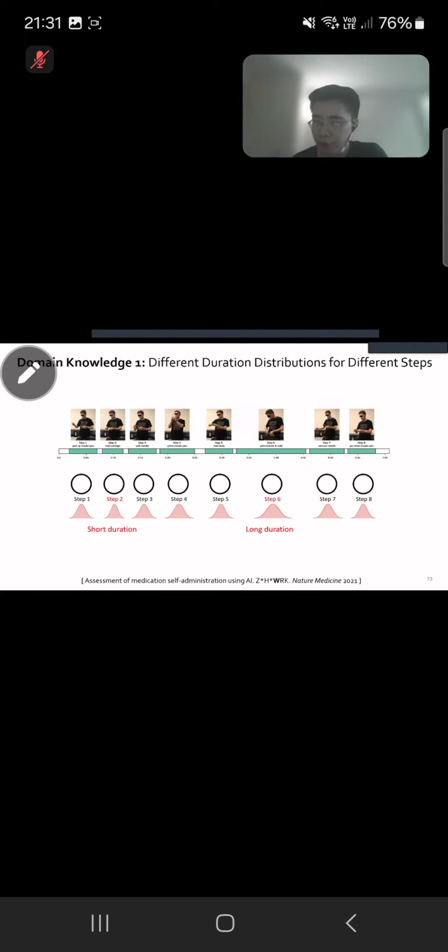And in order to do this in a robust and interpretable way, we need to incorporate some domain knowledge from the clinicians. And the first domain knowledge we would like to incorporate is that different steps in the process actually have different duration distributions. For example, step 6 is administer the medicine and hold for 10 seconds. Since it's 10 seconds, it's relatively long duration, and therefore it has a larger variance. And in another example, step 2 is load cartridge. It takes only a very short time. Therefore, the duration is relatively short with a smaller variance. But obviously, it would be helpful to incorporate these distributions as prior distribution or domain knowledge into our model.